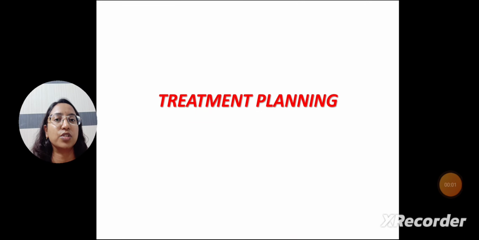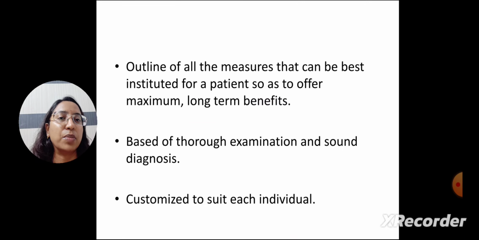Good afternoon. Today's class is about treatment planning in orthodontics. So, what is this treatment planning? It is the outline of all the measures that can be best instituted for a patient so as to offer maximum long-term benefits. So, why long-term? Because whatever correction we are doing has to remain stable for a longer period of time. That will indicate the success of the treatment.